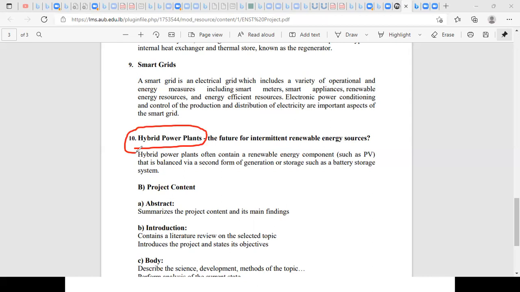So a hybrid power plant will often contain a renewable energy component, like a photovoltaic solar system, and it will also be implemented with a second form of generation or storage, like a battery storage system, or sometimes a system relying on fuel consumption to produce energy. So these are additional topics for people who haven't decided yet on the project topic they want to work on.